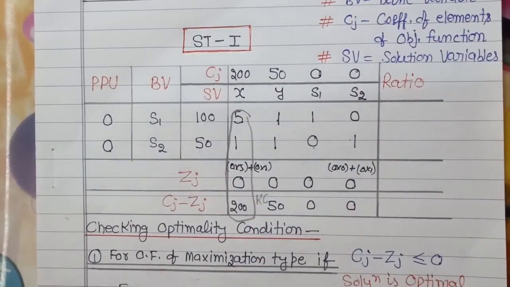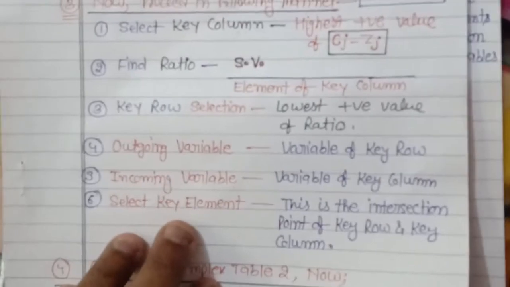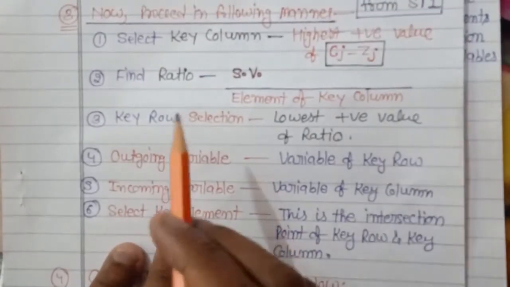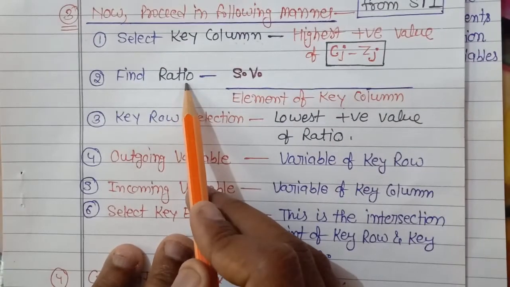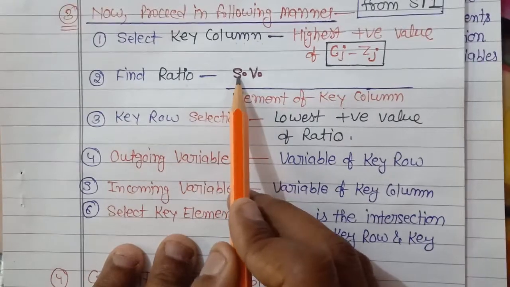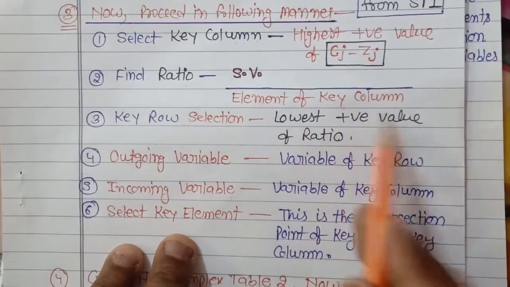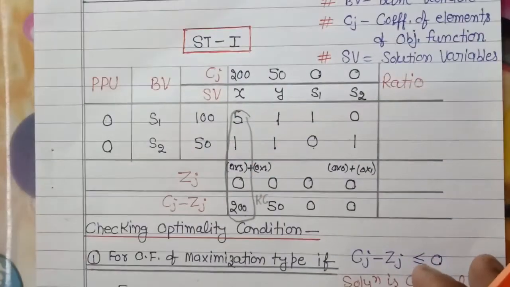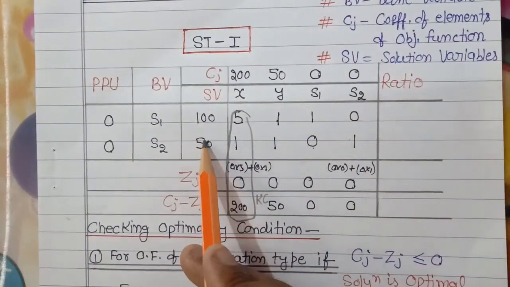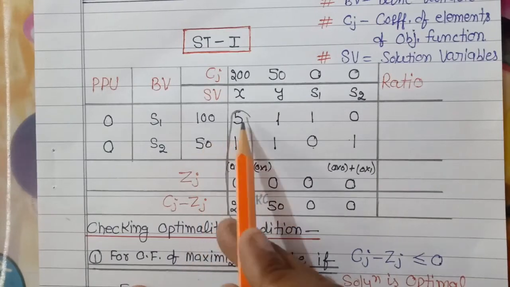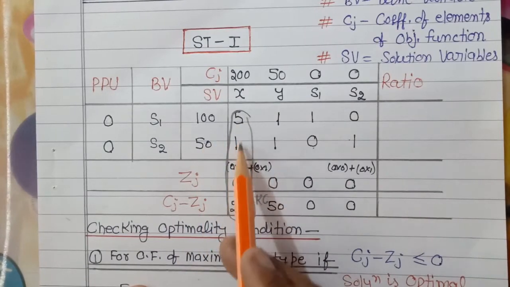Okay, now in the second step we have to find the ratio. How can we find the ratio? We have to divide the value of the solution variable by the elements of the key column. You will see that these are the values of the solution variable and these are the elements of the key column.